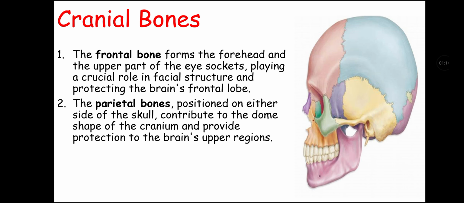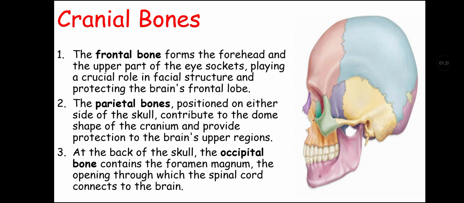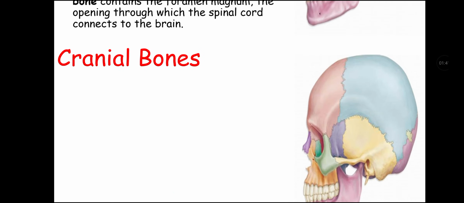The next bone in the cranial bones is the parietal bone that is positioned on either side of the skull, and in the diagram you can see the blue color bone is the parietal bone. It contributes to the dome shape of the cranium and provides protection to the brain's upper region. The third bone of the cranial bones is at the back of the skull, that is the occipital bone. Here you can see in the diagram it contains the foramen magnum, and that is the opening through which the spinal cord connects to the brain.